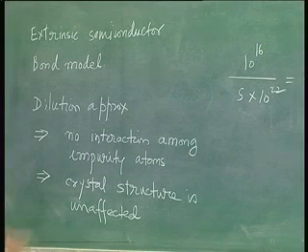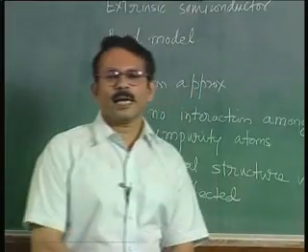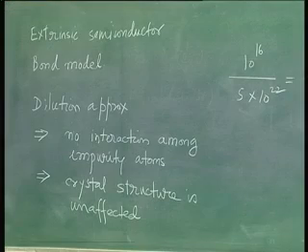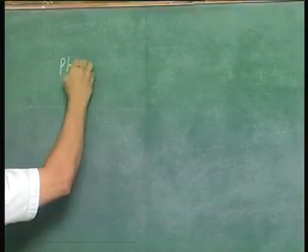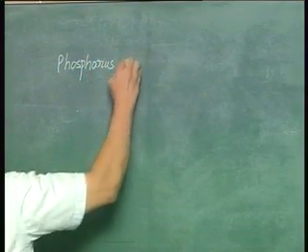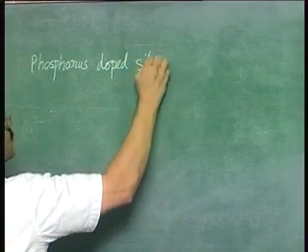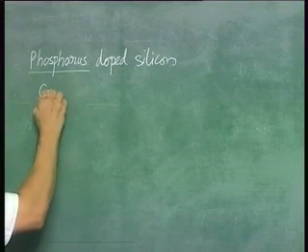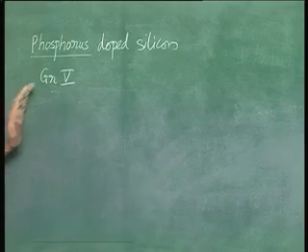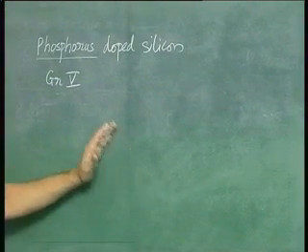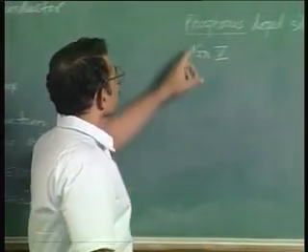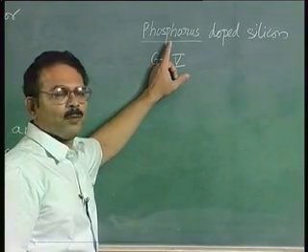So let us see what is the bond model for the case of silicon doped with, let us say, phosphorus impurity. So phosphorus doped silicon. Now phosphorus is a group 5 element, so whatever we discuss now is applicable to group 5 impurities in general. If you introduce phosphorus impurities in silicon, what is the picture?